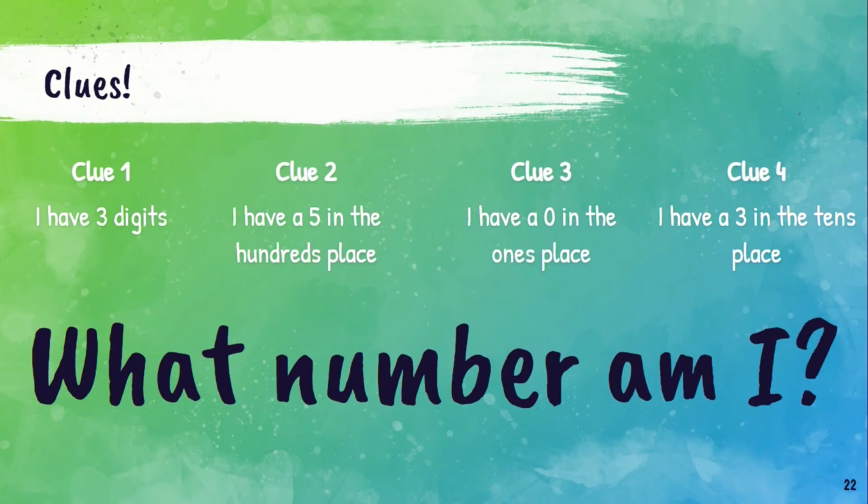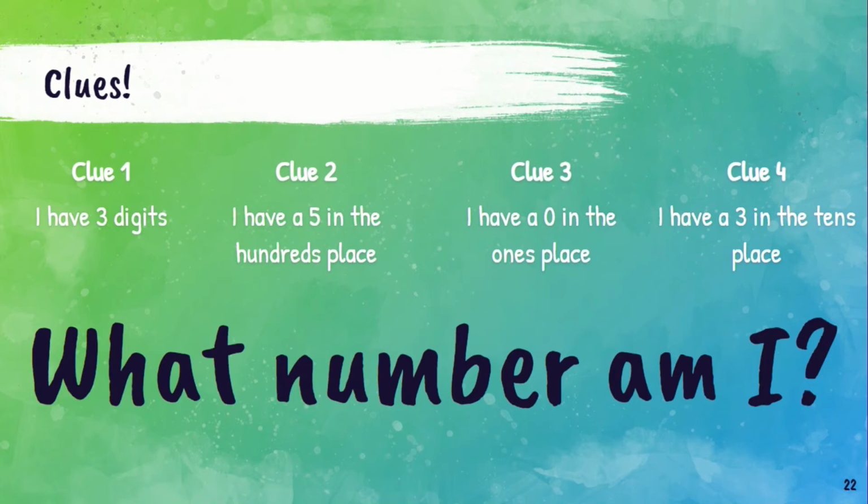All right, next one. Clue 1, I have 3 digits again. Clue 2, I have a 5 in the hundreds place. Clue 3, I have a 0 in the ones place. And clue 4, I have a 3 in the tens place. What number am I?